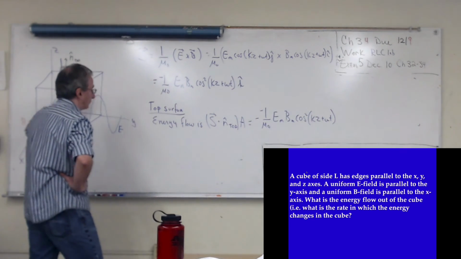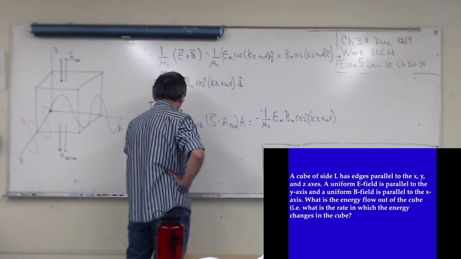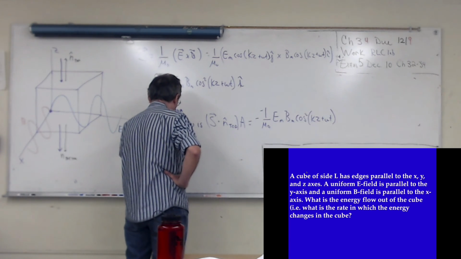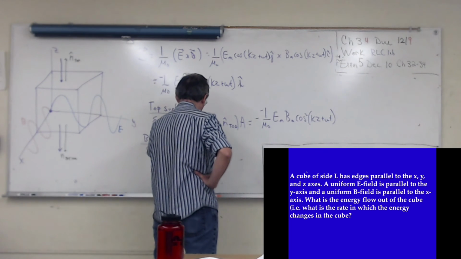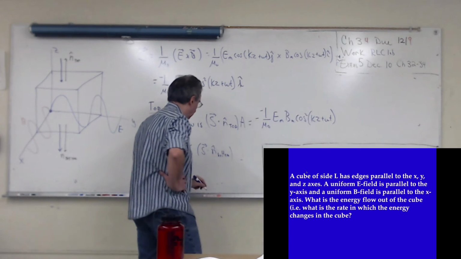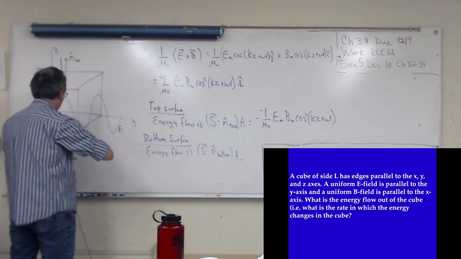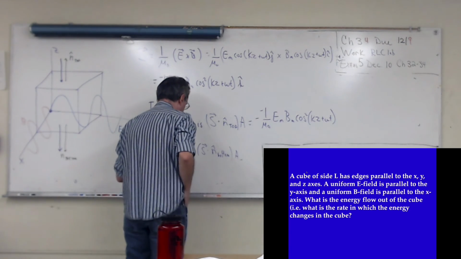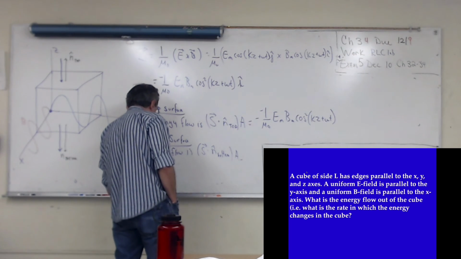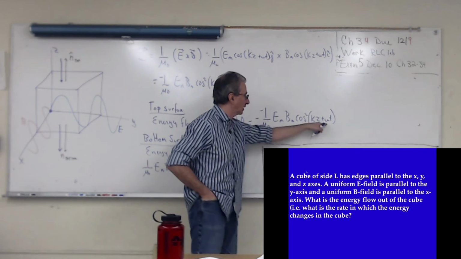The dot product gives me -1. Bottom surface. Energy flow is the dot product of S with N bottom times the area. And again, since the Poynting vector is uniform, I don't have to integrate over the area. And that's going to give me, and I should have worked the average value so I wouldn't have to deal with this darn term.